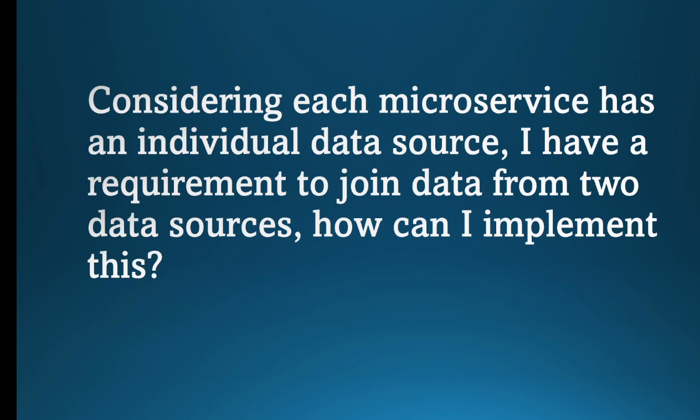Consider each microservice has an individual data source. I have a requirement to join the data from two data sources. How can I implement this? Honestly, this is the microservice per table approach, so there is no way we can join the tables. You need to make two service calls to get the data and join the data, because in our microservice architecture we follow the application per database approach. So I don't see any way we can join the tables here. If anyone knows, please comment.